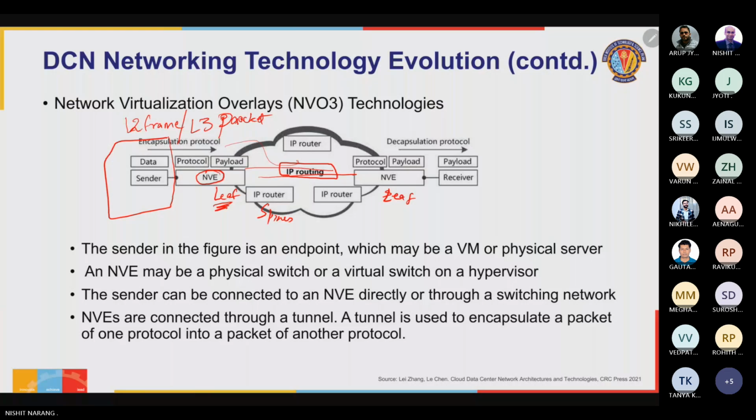So if I'm creating multiple tenant networks over my modern data center network, the virtual machine of my tenant may be generating an L2 frame, or the virtual machine of my tenant may be generating an L3 packet, sending it towards another virtual machine. I don't care. My leaf nodes act as NVEs. They take the traffic generated by the sender, encapsulate it into an IP payload, create kind of a VPN tunnel, and send it towards the destination.